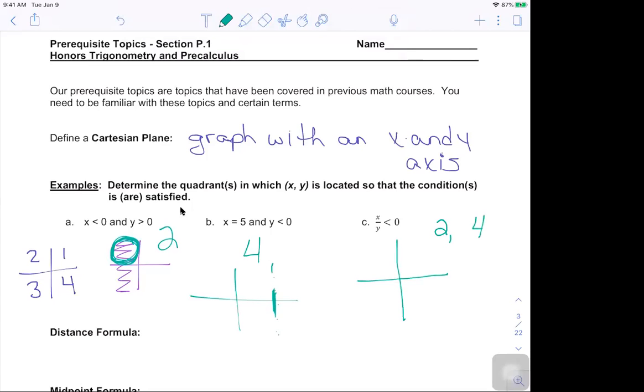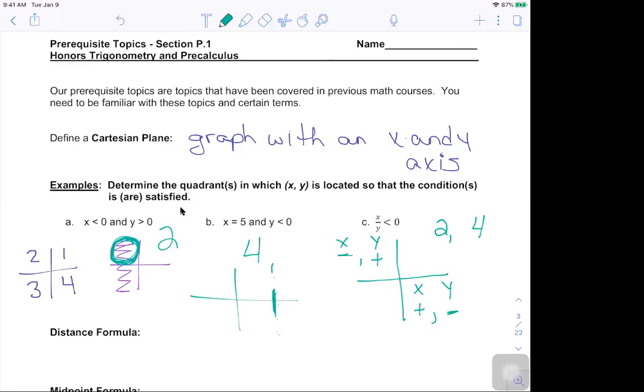So it can be in quadrant 2 because x is negative. We have a negative x value and a positive y value. And a negative divided by a positive is negative. In quadrant 4, we have a positive x value, but a negative y value. A positive divided by a negative is still a negative. Questions on that?